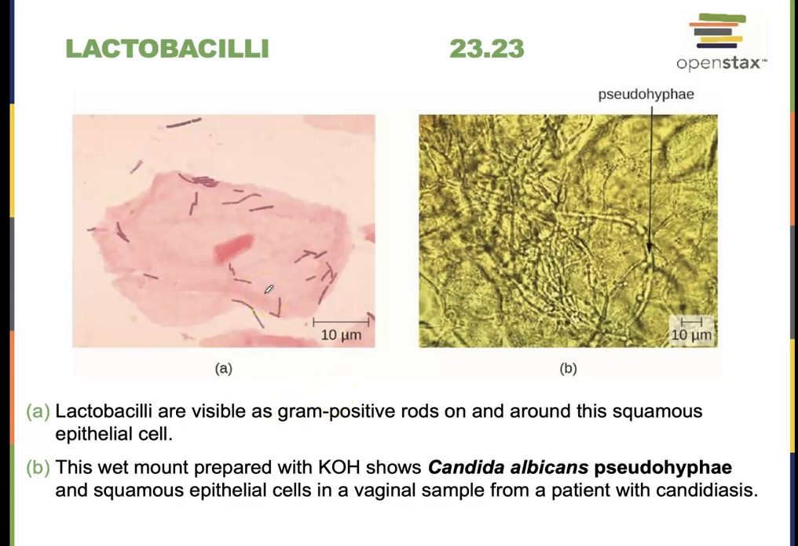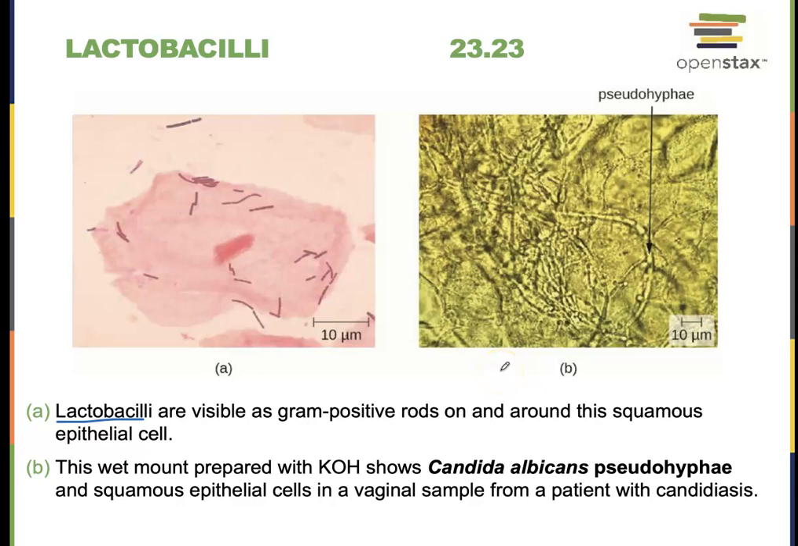So what we have here is a slide of an epithelial cell, and on the cell there are lactobacilli. Lactobacilli are gram-positive rods, and they live as normal flora in the vagina and in mucous membranes. And then this one is a picture of what Candida albicans would look like if it were in the body.